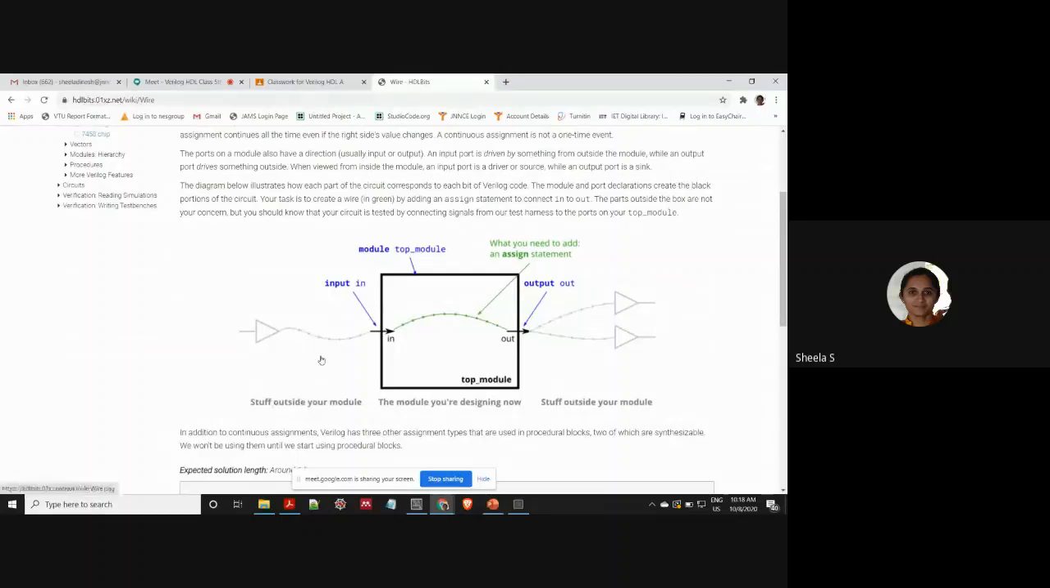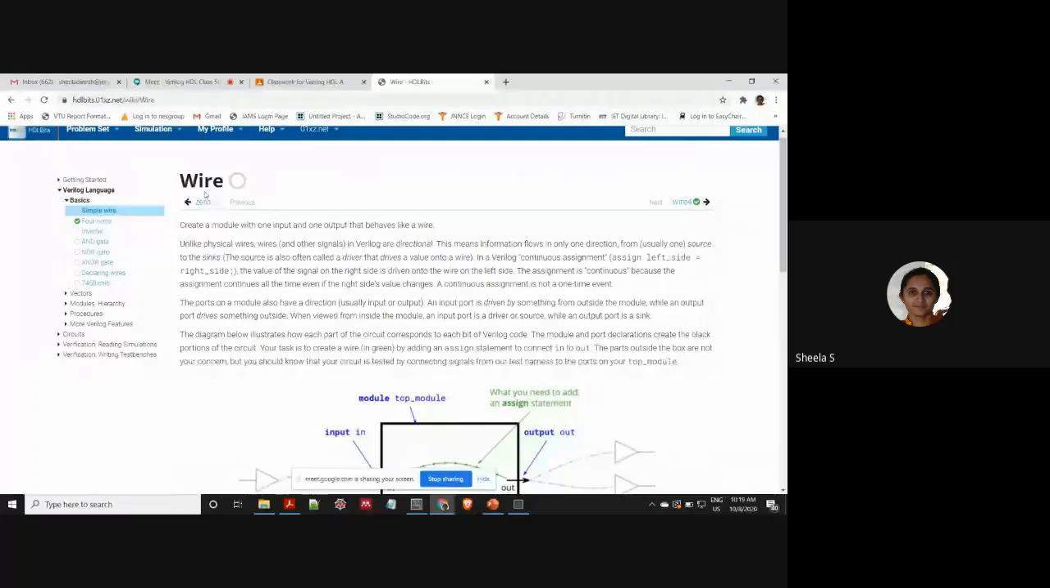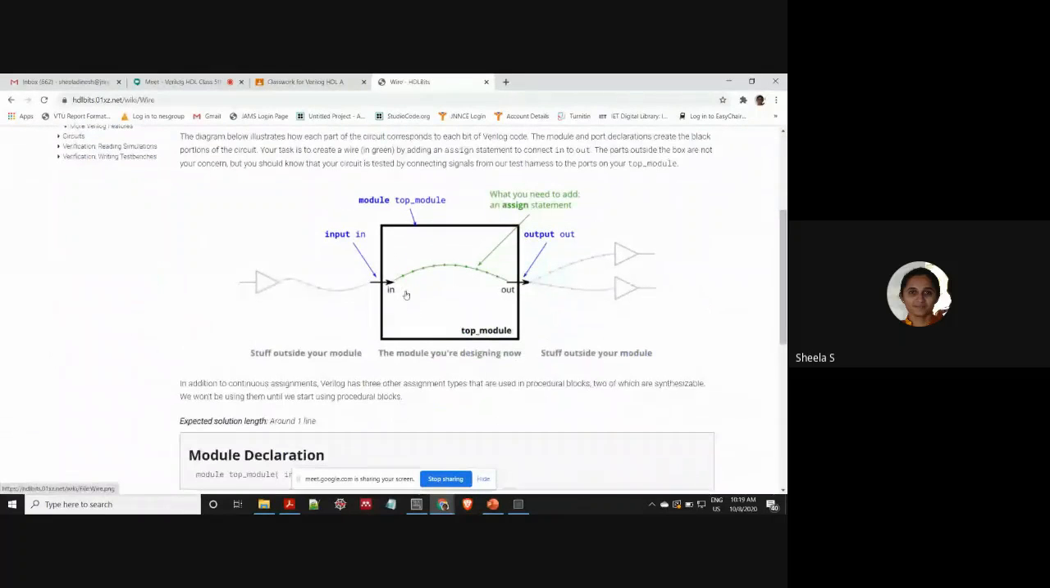Outside the module we have to give input through the input port, and again outside the module we will be collecting the output, but in the module you have to write the design. Since this is a simple wire connection, module top has already been declared, which is present in blue color, and the part you want to edit in the program is present in green color.